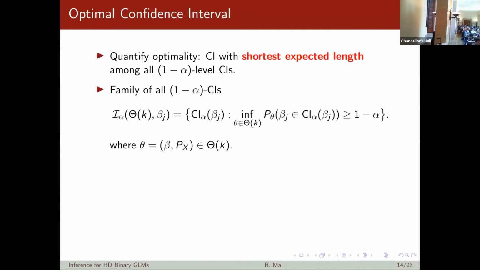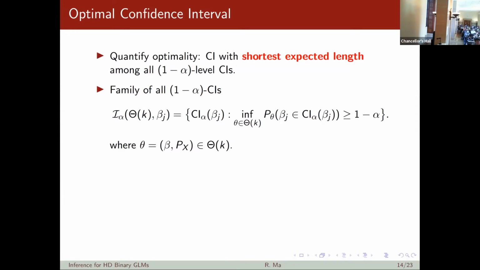And here to make our discussion more rigorous, we will mathematically define what is an optimal confidence interval. We will define the confidence interval through its optimality, through its expected length. So the shortest expected length among all the 1 minus alpha confidence intervals will be considered optimal. So in abstract, one can imagine there is a large class of level 1 minus alpha confidence intervals, which include our proposal as well as many other existing methods.